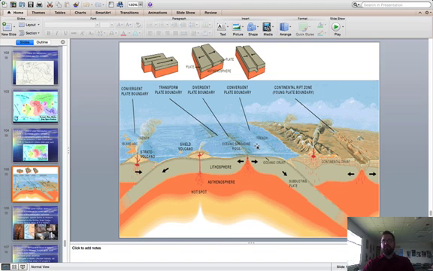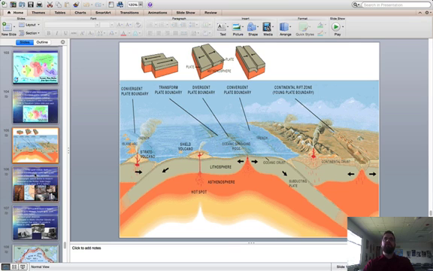All right, so here's just a diagram for it if you need to look at it and get a better idea. So again, subduction, where it's pushing the magma up and creating volcanoes and stuff like that. If you need to look at that, you can pause it.